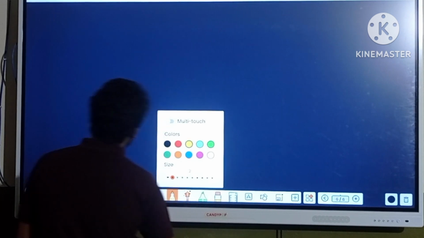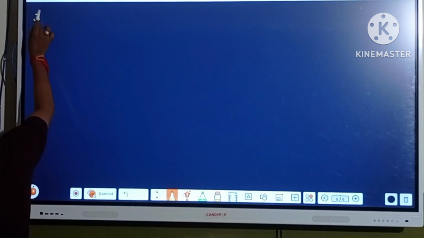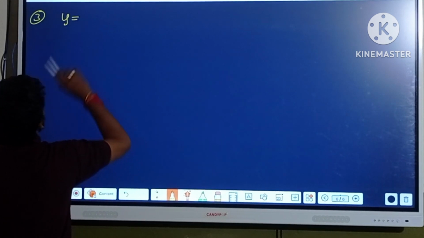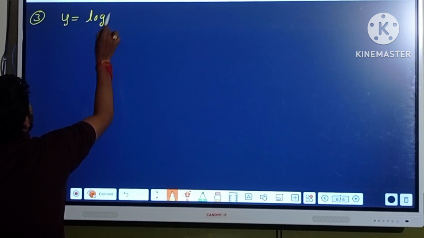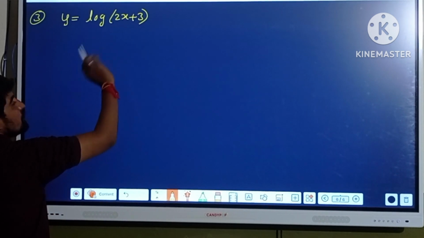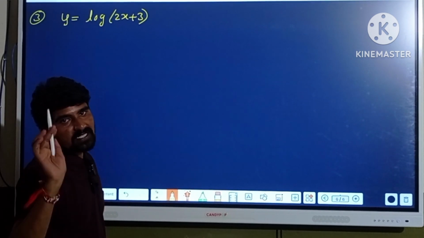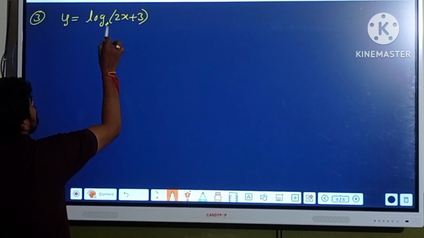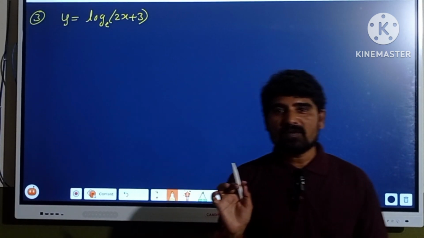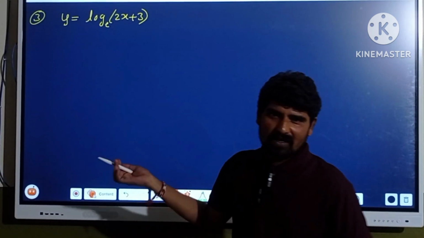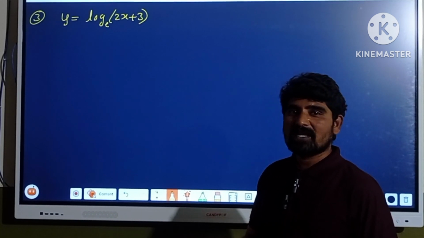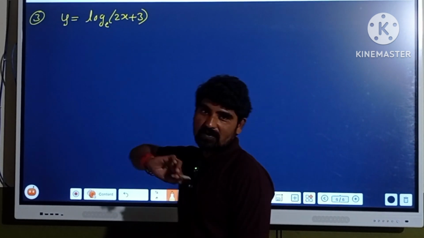So find dy by dx for y is equal to log of 2x plus 3. If they don't give any base, then understand it is a natural log. If they have given a base, okay, no problem, but if they don't give any base, then we consider the base to be always equal to e.